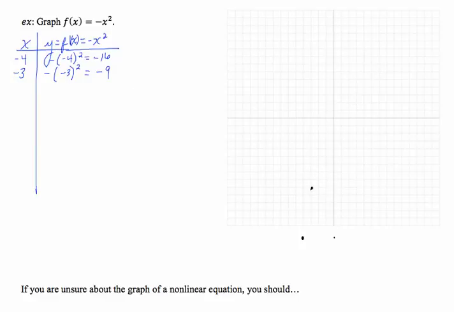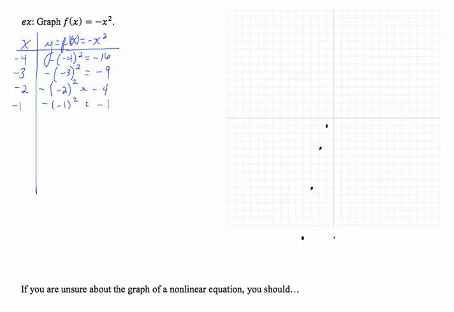Now I want to get a better graph. We need to see what's going on, so let's do some more. If x is negative 2, we'll have the negative of negative 2 squared, which is negative 4. So negative 2, negative 1, 2, 3, 4. Okay. If x is negative 1, we'd have the negative of negative 1 squared, which is negative 1. So negative 1 is on the graph.